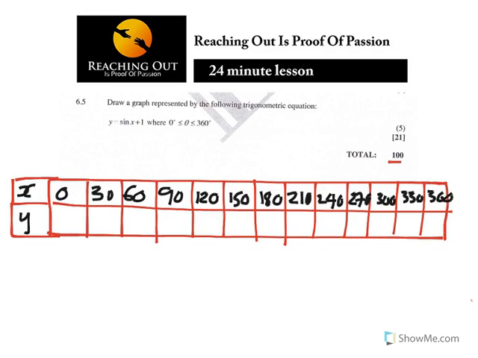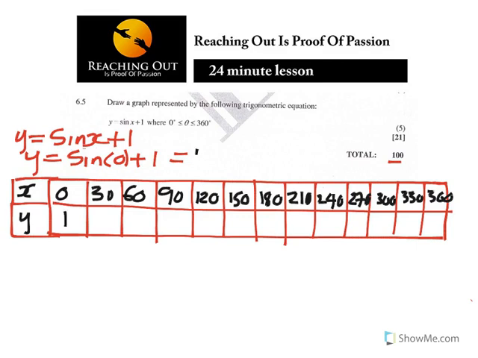Now again, the graph, remember, it's y is equal to sine x plus 1. As an example, the first one is when x is 0, you can say y is equal to sine 0 plus 1. Then you get the answer. If you punch a calculator, you'll get the value of 1. You move on to the second one.